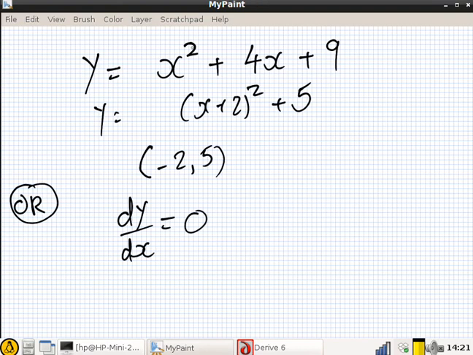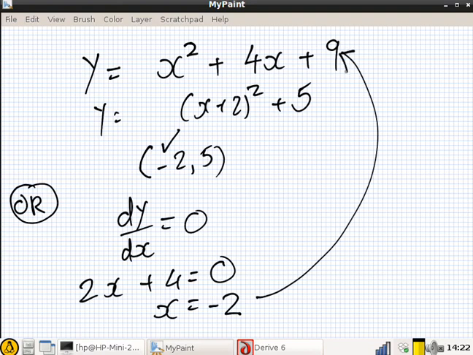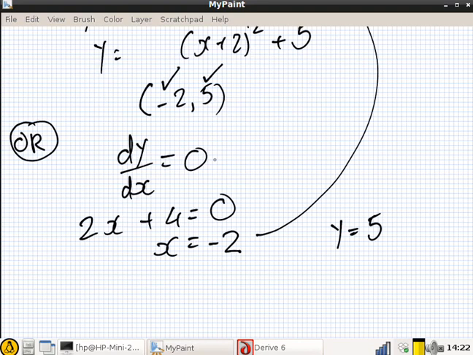So what is the derivative here? 2x plus 4 equals 0. So what would x equal? Minus 2. Same answer, isn't it? And then if I put minus 2 back in for my y, I'll get y equals 5, which is also the same. So this is how we can find what's called turning points. We just need to solve for when dy dx equals 0. So we'll make note of that.